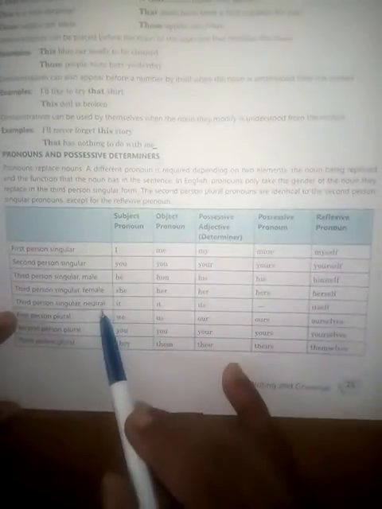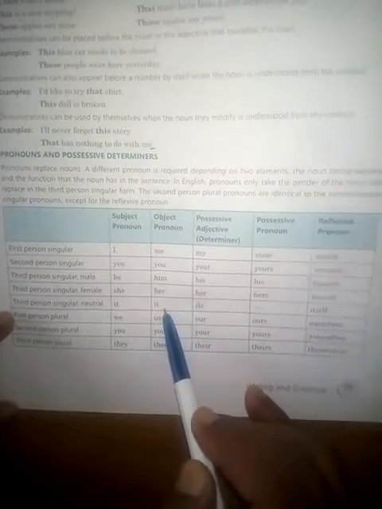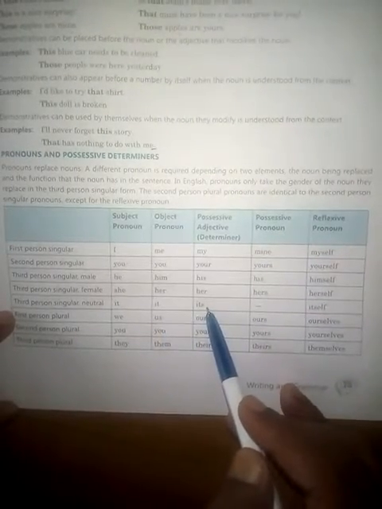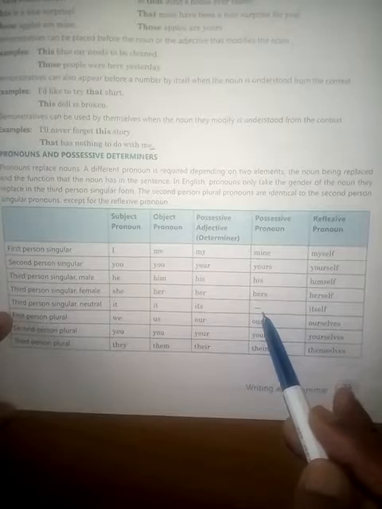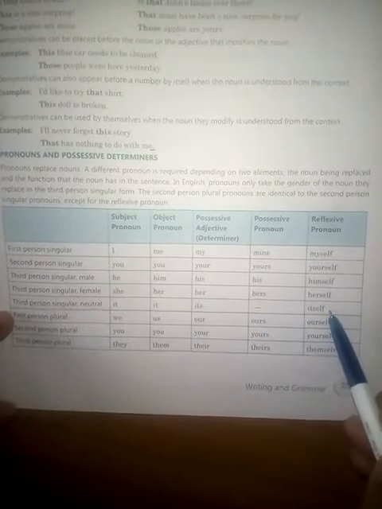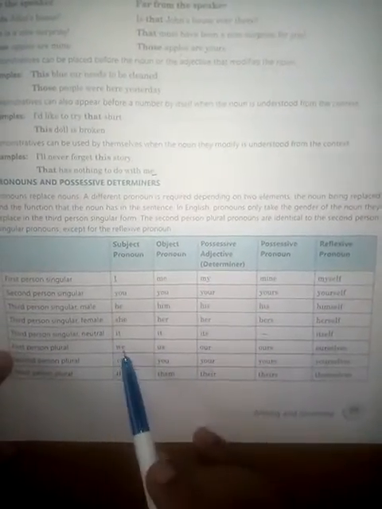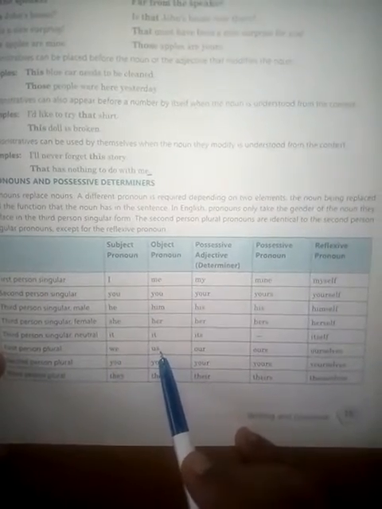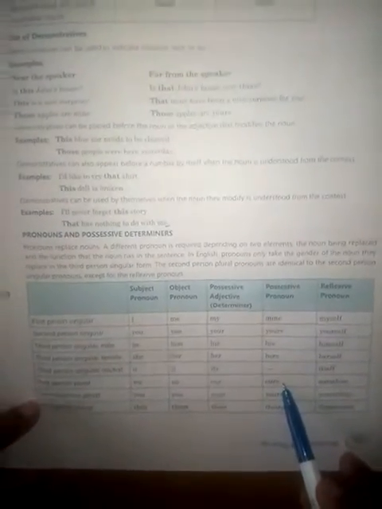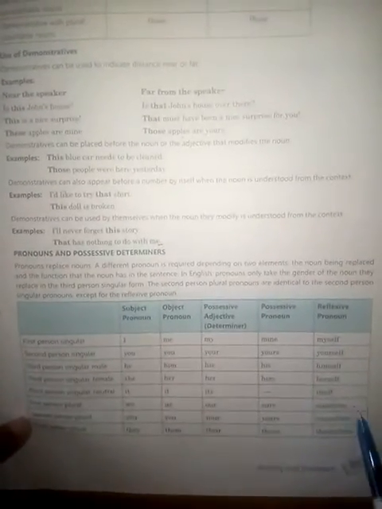Third person singular neutral: it subjective, it objective, its possessive adjective, there is nothing here for possessive pronoun, and itself is reflexive pronoun of it. First person plural: we subjective, us objective, our possessive adjective, ours possessive pronoun, and ourselves reflexive pronoun.